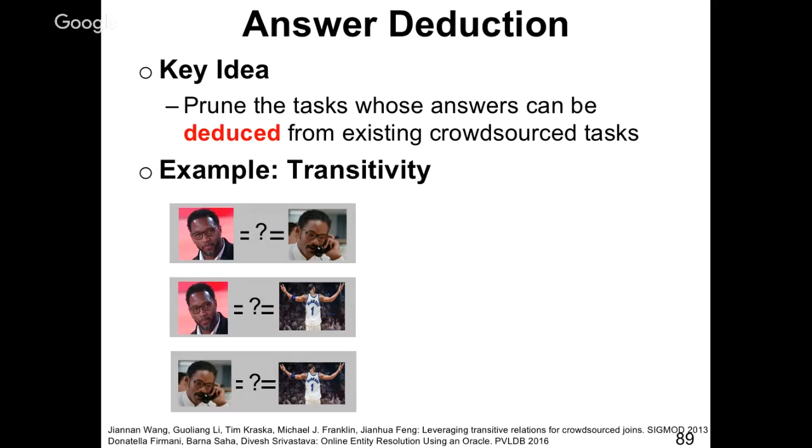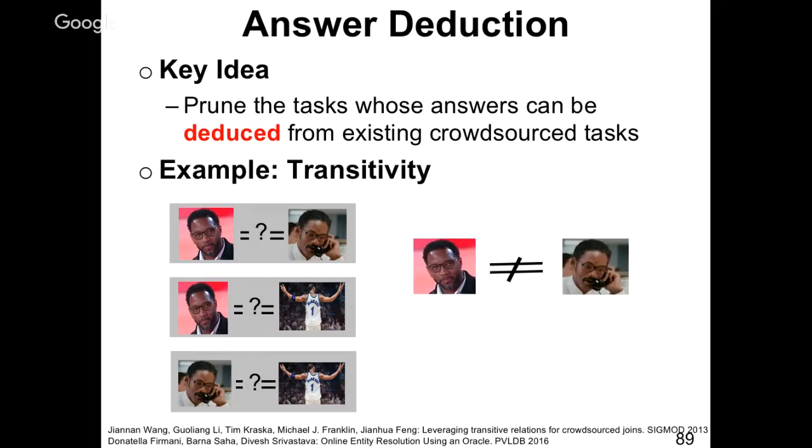They are not very easy tasks, right? For the first one, this is Tracy McGrady, this is Will Smith. They look similar, but they are actually different persons. So these two pictures look quite dissimilar, but they are actually the same person. So all of them are very, very challenging tasks. And we can use this idea of transitivity to reduce the tasks.